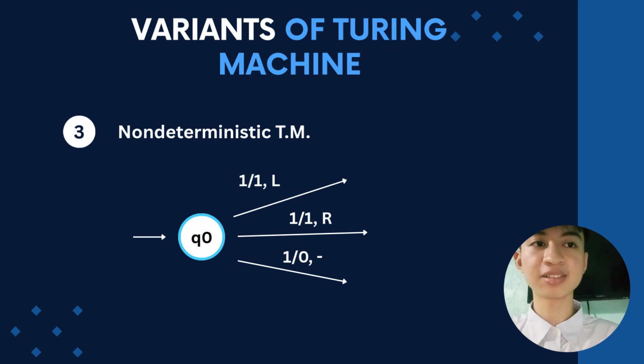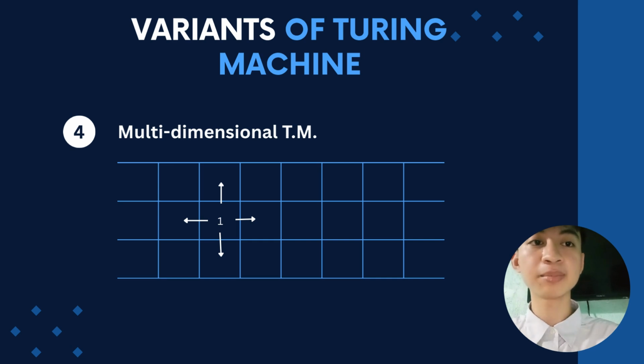Next is the non-deterministic Turing machine, where for one single input and current state, there can be more than one possible transition, making it useful for solving problems where multiple paths and solutions need to be considered. Next is the multidimensional Turing machine, where instead of only moving left or right, the head can also move up and down. It is very useful for problems that are spatial, such as image processing or grid navigation.